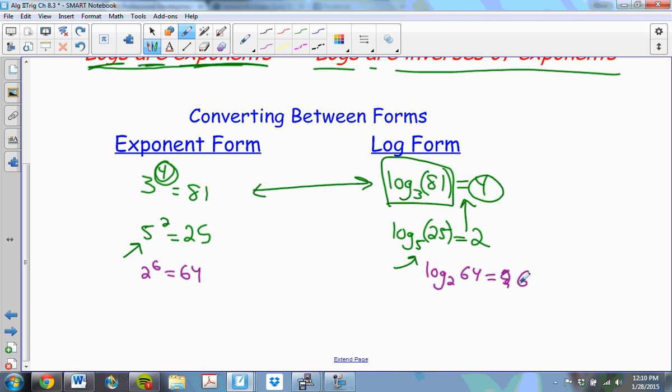I'll go in the other direction now. I start with the log form. I have log base 10 of 1,000 equals 3. Well, I call this the circle thing. When I go from log form to exponent form, I do the circle thing. 10 to the third is 1,000. There's the exponent form of that previous log form.